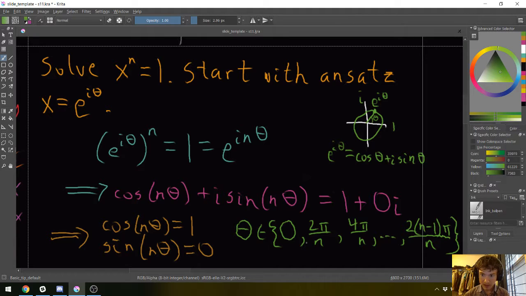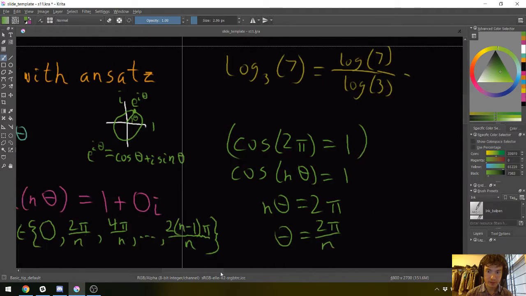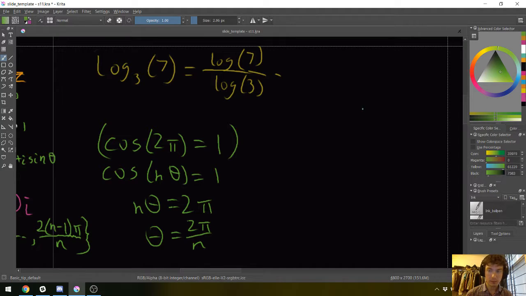So how many solutions do we have? Well, we have 1, 2, 3, up to n minus 1. So there's n minus 1 solutions here, plus the 0 solution, which gives us n total. So the counting works out. This is good. Now you could just ask, what do those n different points look like in the complex plane?